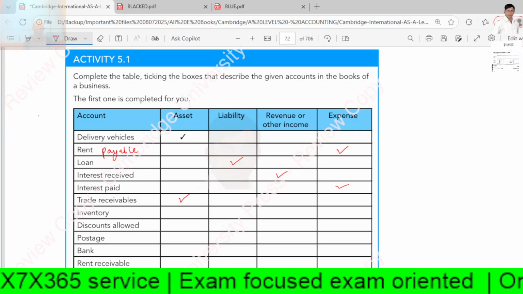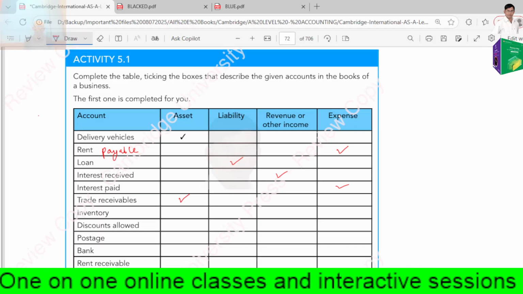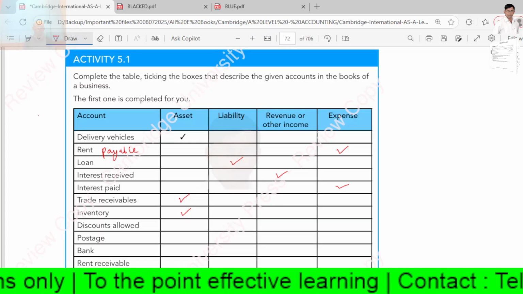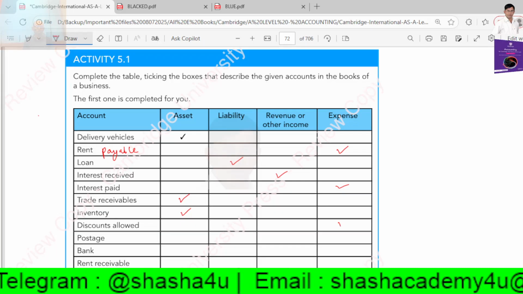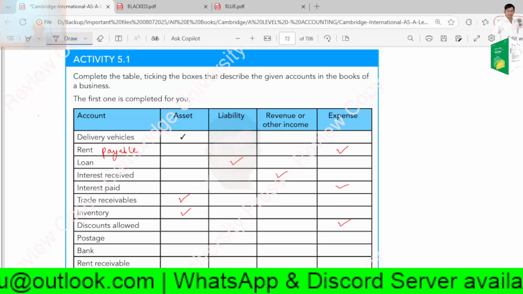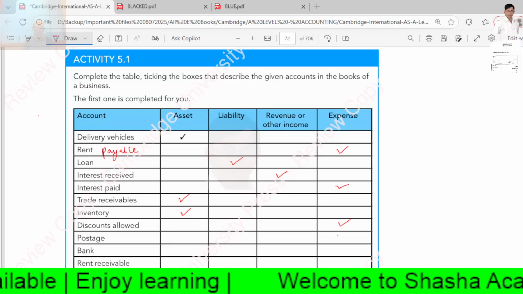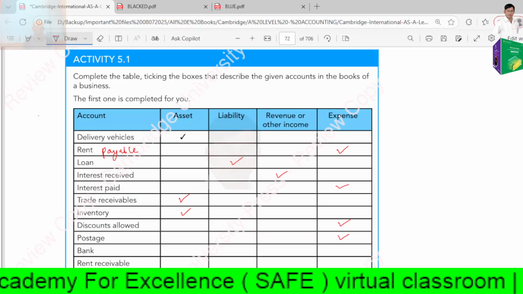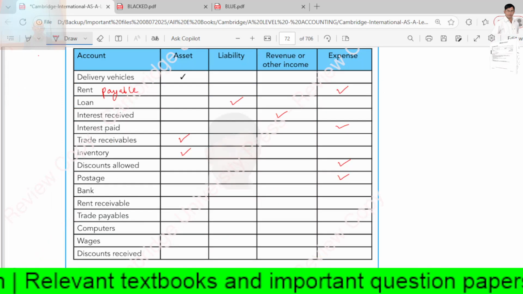Inventory is also an asset because it is something you have held in your hand. It has value, you can sell it and you can get money. So it is an asset again. Discount allowed is an expense because it's a loss. Once you allow a discount, your money will be waived off, so you will not be getting anything. So that is allowed, it is an expense. Postage is also an expense because it is the money spent on sending postage to courier and all those things.